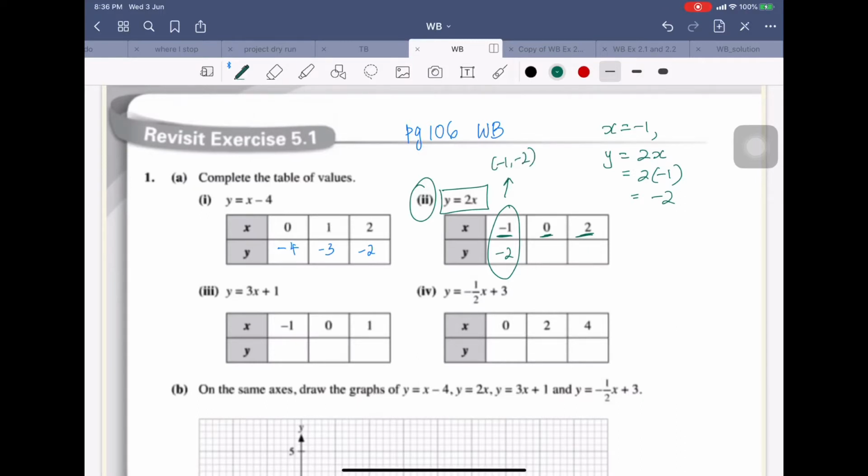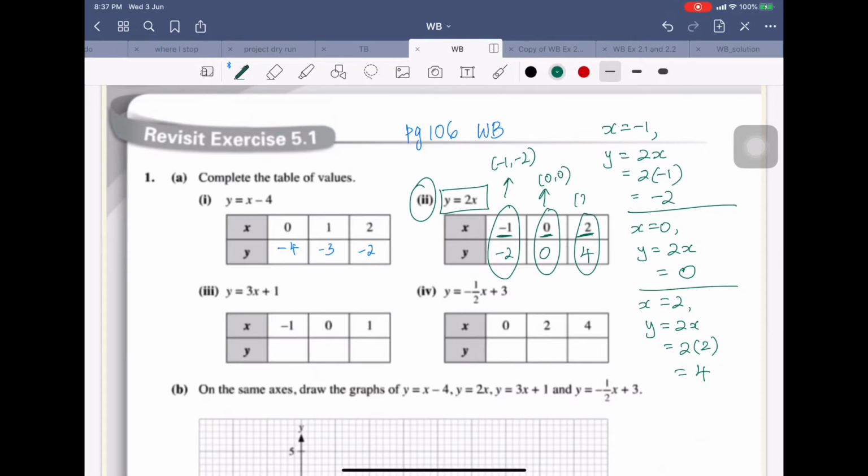Now next. When x is 0, same thing, I sub into y equals 2x. So 2 times 0 is 0, so I write 0 here. Now next, x equals 2, so y equals 2 times 2. So 2 times 2 is 4, so I write 4 here. Now this is the coordinate 0, 0. This is the coordinate 2, 4.